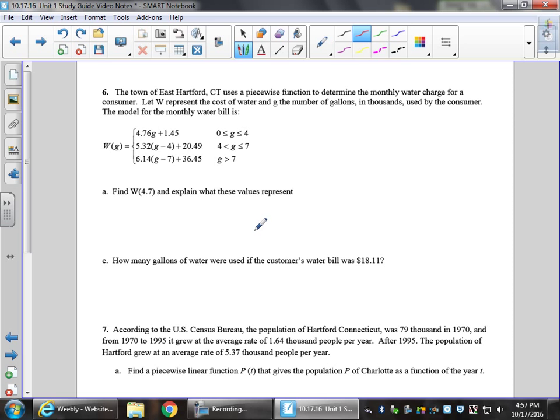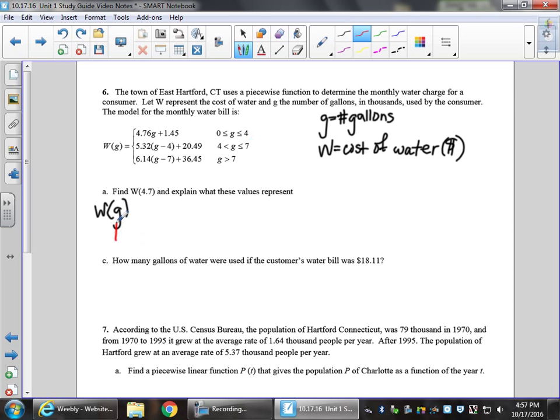Number 6, the town of East Hartford uses a piecewise function to determine the monthly water charge for a consumer. Let W represent the cost of water and G number of gallons in thousands used by the customer. So to help myself out, I'm still just going to write off to the side. G is number of gallons. W, cost of water. W of 4.7 and explain what it means.